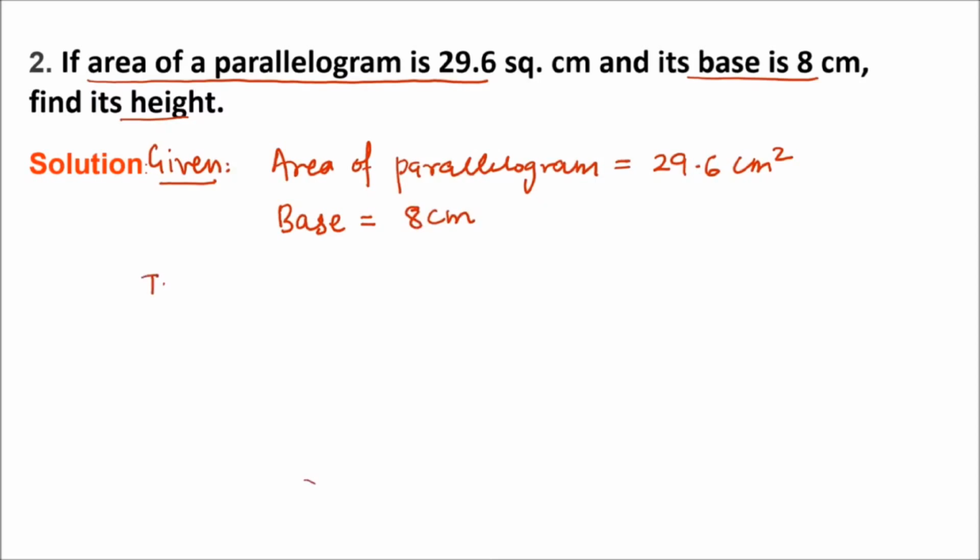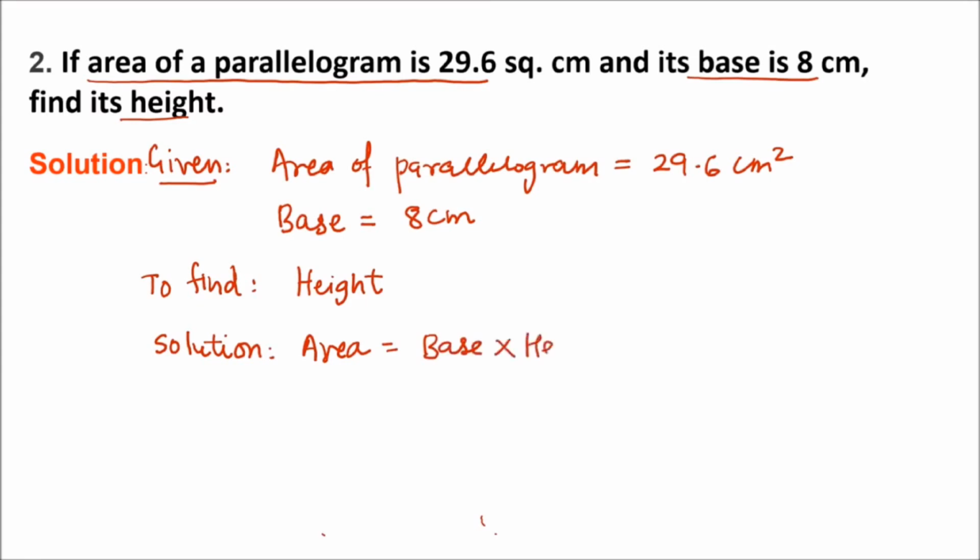And what do we have to find out in this question? We have to find out the height of the parallelogram. Now we will go for the solution. So in this question, area of a parallelogram is given. So definitely we are going to use the formula for area of a parallelogram. So area equals base into height. Area of a parallelogram is base into height. It is a formula.